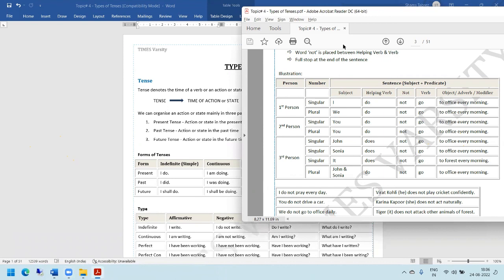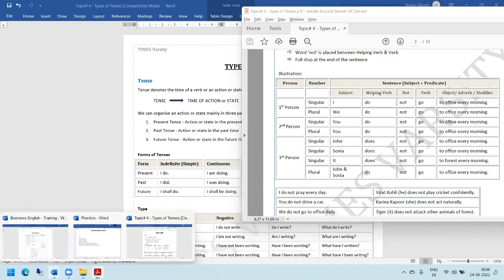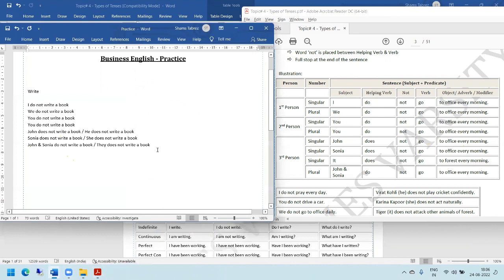Sir, is it correct? They does not write a book, the last third one. Sorry, no, it is incorrect, because es should come only with third person singular. So by mistake I added es. Thank you very much for correcting me. So this is how it works.